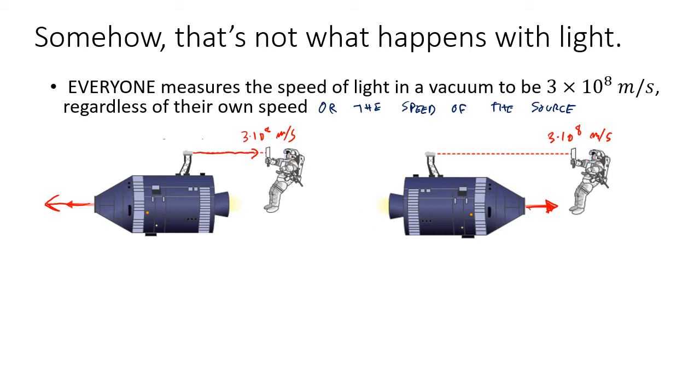It wouldn't matter if the astronaut himself was moving away from or towards the light. That's the reason Einstein on a bike can't catch up to the light. Everybody measures the speed of light to be 3 times 10 to the 8th meters per second. Now, there are two good reasons why Einstein eventually became convinced that this was true.